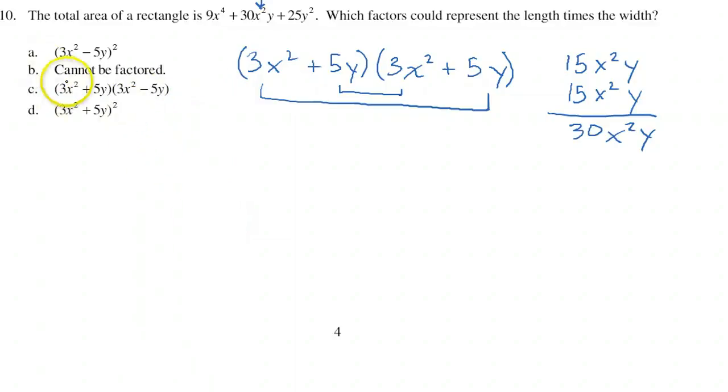So the answer is, well, we don't actually see it here, but if we rewrite this in an equivalent form, this is the same thing as 3x squared plus 5y, and since it's times itself, we can just write squared on this, which is D.